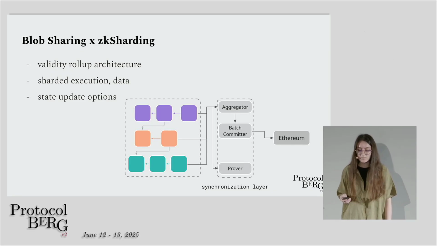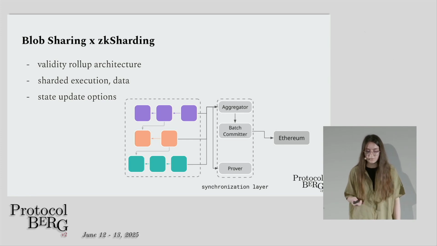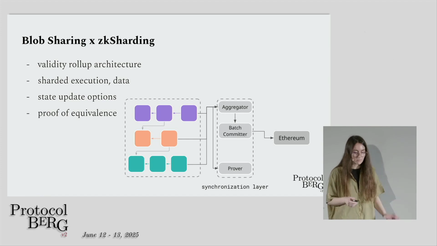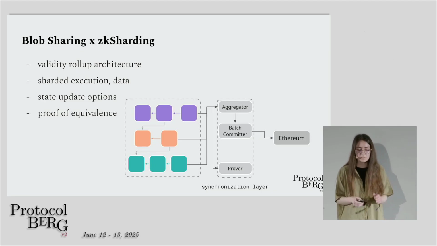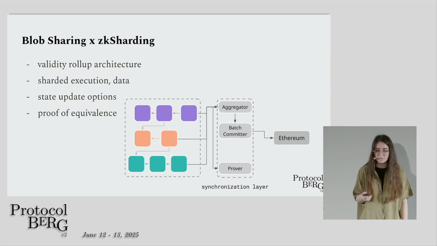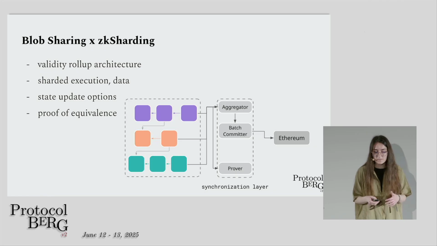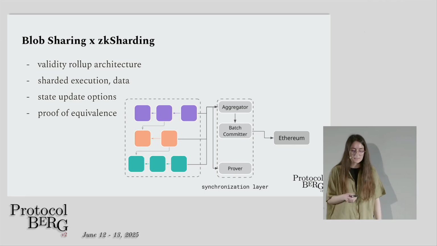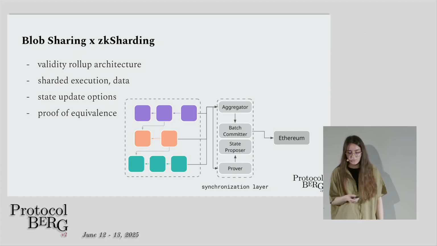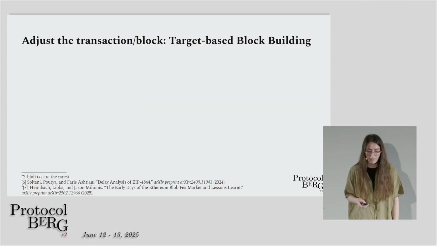Then at the same time, it also sends this data to the prover. We generate a validity proof here. There's a big question on how blob sharing works with proof of equivalence. For us, it's quite straightforward because we run a single, unified proof system. Whereas if you have multiple rollups that have heterogeneous proof systems, things might not be as easy. And then we also send the proof with the new state to Ethereum.